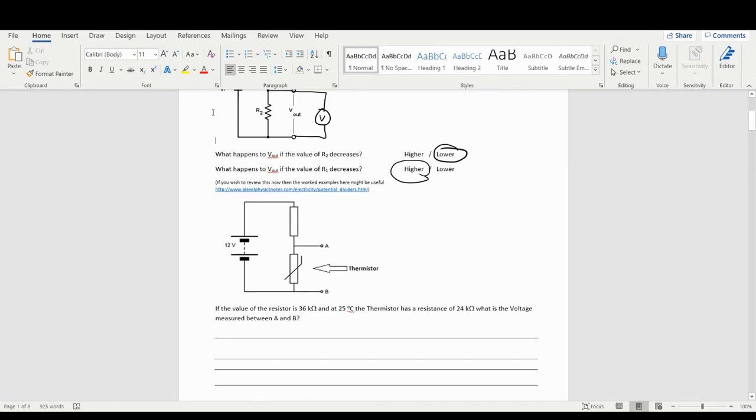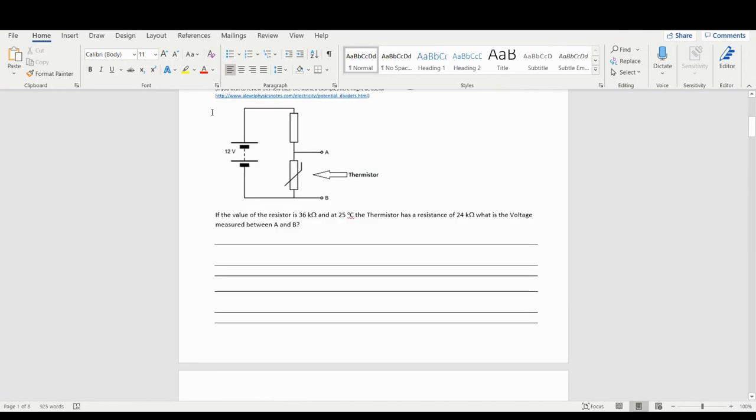Okay, so in this question, this is another potential divider, but instead of using 2 resistors, I'm just using a thermistor and a resistor. So this is a temperature-controlled resistor. What it's asking me here is at 25 degrees, this one is 36 kiloohms, and at 25 degrees, this has a resistance of 24 kiloohms. And it asks, what is the voltage measured between A and B? So what it's asking is if there was a voltmeter here, what would that be?